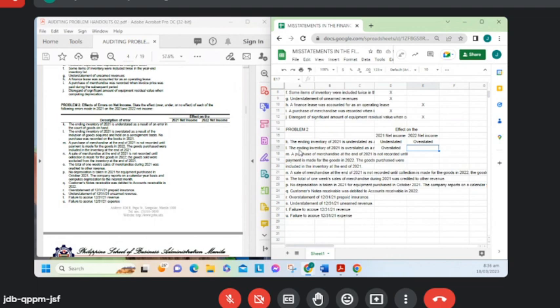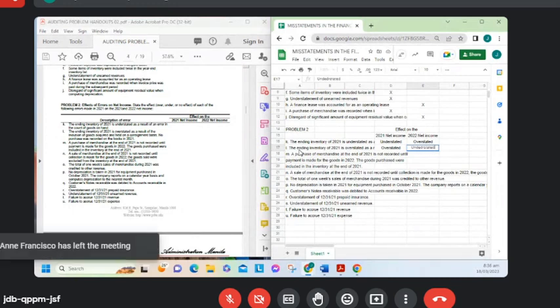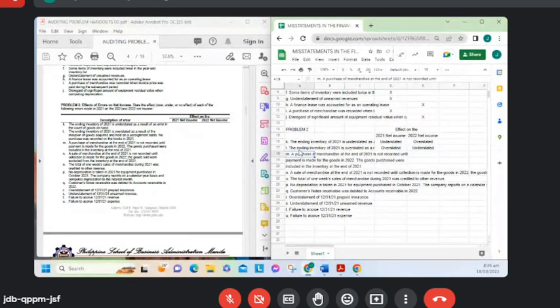So come 2022, the beginning balance of the inventory is overstated. So it will result to an overstatement in cost of sales, resulting to an understatement in net income. Okay?